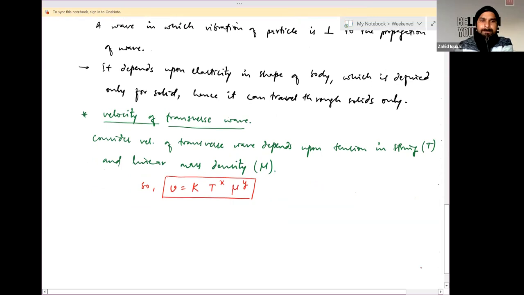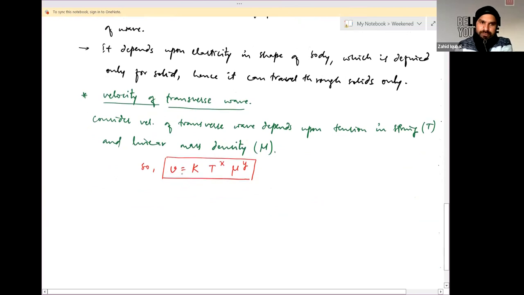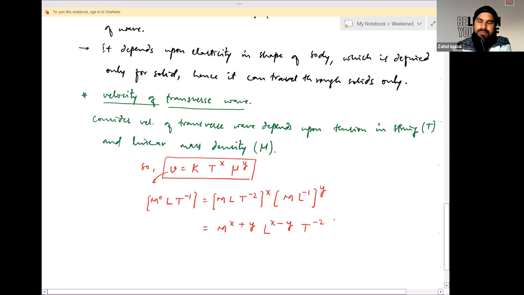Now, according to the concept of dimensional homogeneity, just write the dimensions of these quantities on either side. So for velocity, it will be M^0 L T^-1. On the right hand side, we have k, the proportionality constant, which is a unitless term, so just neglect it. T is tension, which has the same dimension as force, so it will be [M L T^-2] raised to x. Linear mass density is mass per unit length, raised to y. So on rearranging, you will get M raised to x from this part and M raised to y from the second one. Length raised to x minus y. And third, T raised to minus 2x.